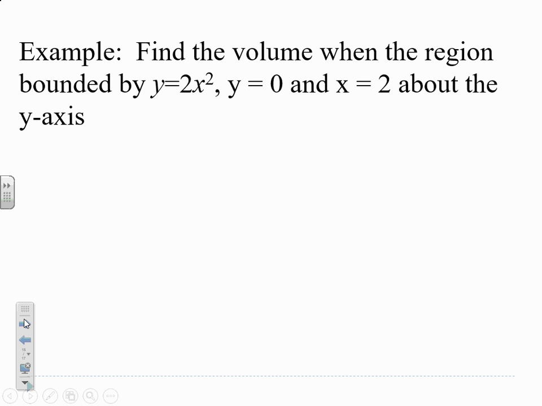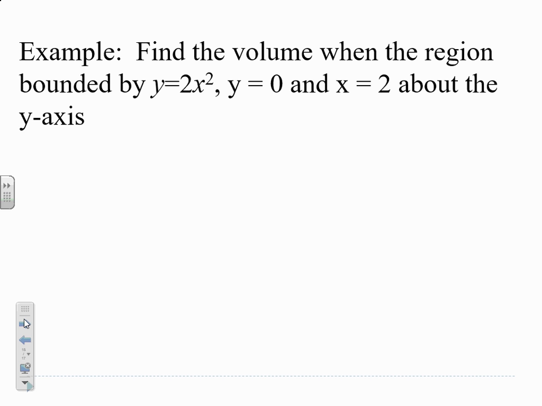It is important, especially at this point, to make a note of what axis we are rotating about. I know some of you are probably trying to write down as few words as possible, right? I'm with you there. So you're writing down y equals 2x squared, y equals 0, x equals 2. But make sure you say about the y-axis so you know where you're rotating it about. Okay? You can even make like a little circle arrow instead of writing about. Okay.